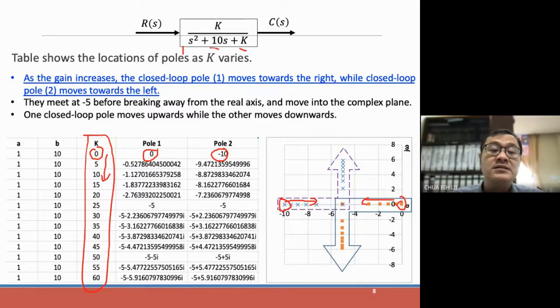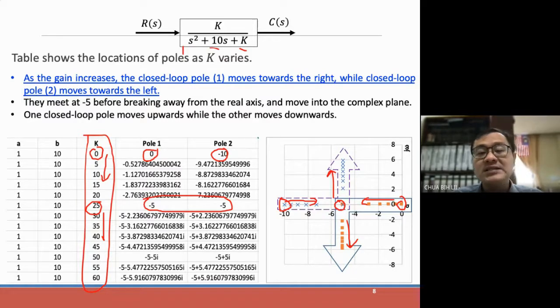So you can see the changes of the poles until they start to intersect. They start to intersect when K equals 25. And when we further increase K, the roots or the poles now start to split again. So this one will split going up, and this one will split and go down. So this is the pattern that we obtain.